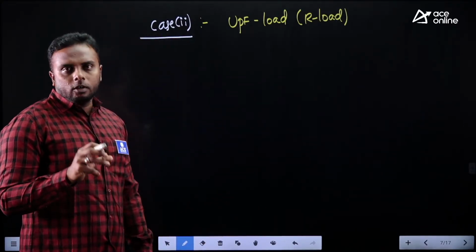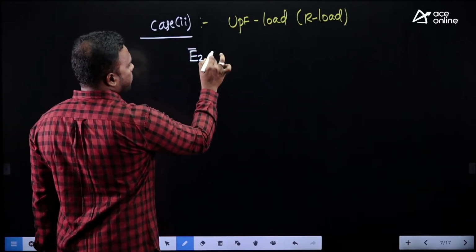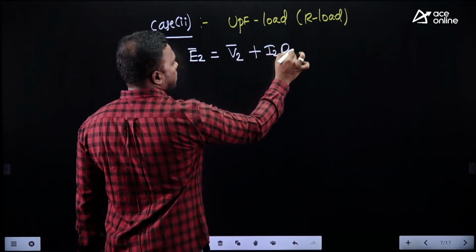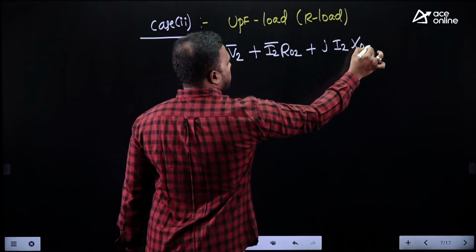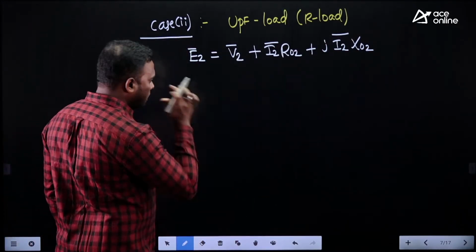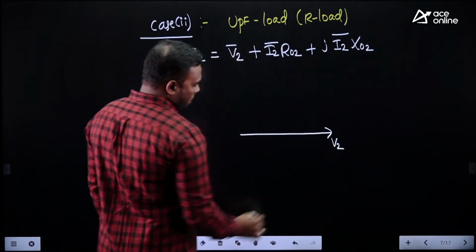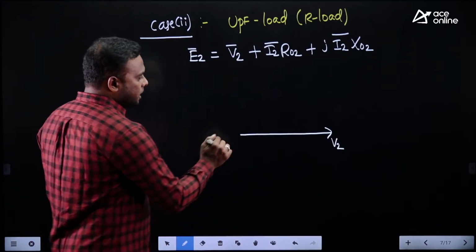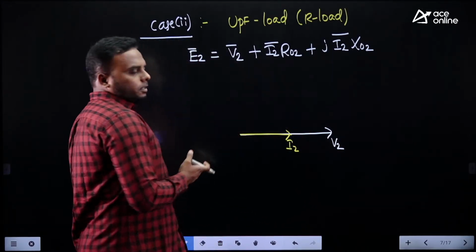Same equation, whatever we have taken previous KVL, this one, same equation we take again, E2 equals V2 plus I2R02 plus jI2X02. Same equation we will utilize now to draw the phasor diagram for UPF. Again V2 only reference, terminal voltage is always reference for us. This is V2. As load is unity power factor, cos phi equal to 1, angle is 0, means current is in phase with the voltage. This is the current I2.